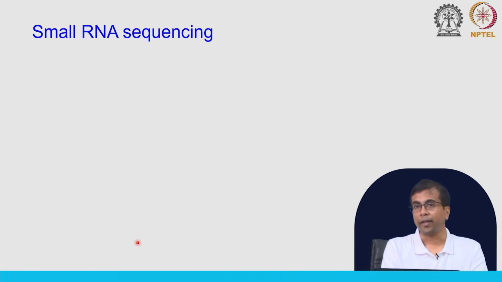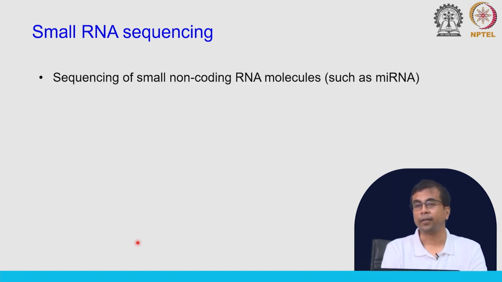So, one more thing that comes in RNA sequencing is something called small RNA sequencing. This is actually a part of the transcriptome. You have normal mRNA, but you also have small RNA molecules inside cells. Small RNA sequencing means sequencing of small non-coding RNA molecules such as microRNA.